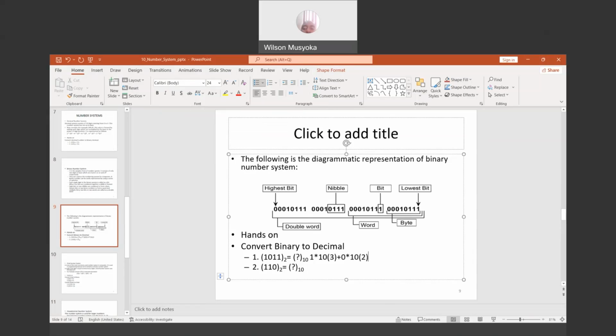Then we have 1 multiplied, this needed to be an addition. Add 1 multiplied by 10 raised to power 1, and then you add it to 1 multiplied by 10 raised to power 0.